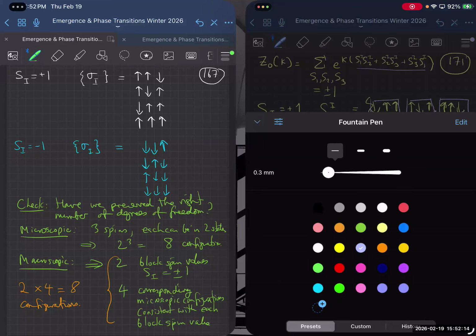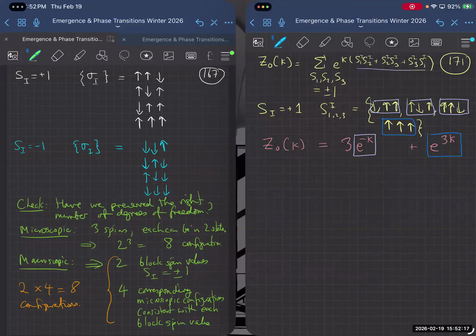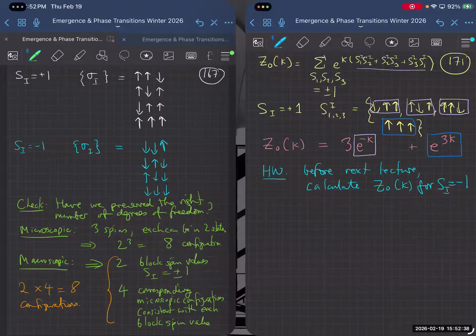Okay, so I'm going to finish here, but I'm going to give you some homework. Before next time, calculate Z0 of k for S_i equal to minus 1. Okay, this will take you 5 seconds. But I want you to do it, and I want you to do it without looking at my notes so that you know exactly what you're doing.